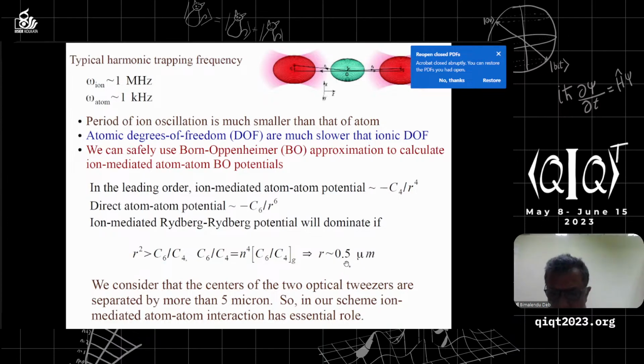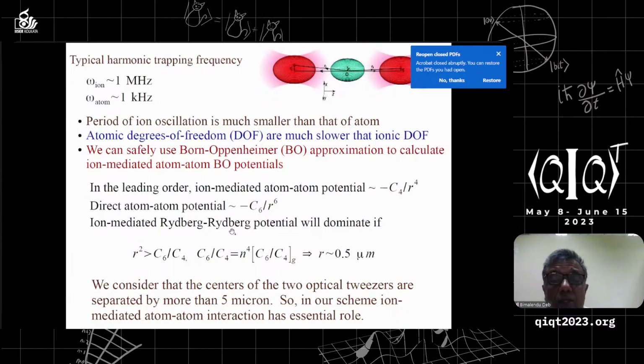micron. So 0.5 micron is typically what is called the Rydberg blockade. Up to 0.5 micron, or of the order of 1 micron, the direct atom-atom interaction potential will dominate below 0.5 micron. But if you go beyond this 0.5 micron separation, then the ion-mediated potential will dominate. So we are considering that two atoms are at long separation, so that we can address individual atoms by using lasers.